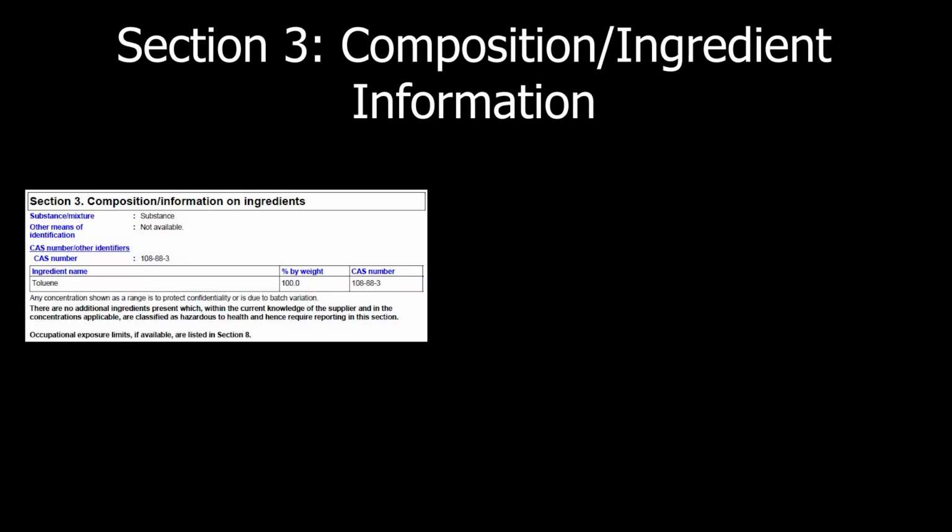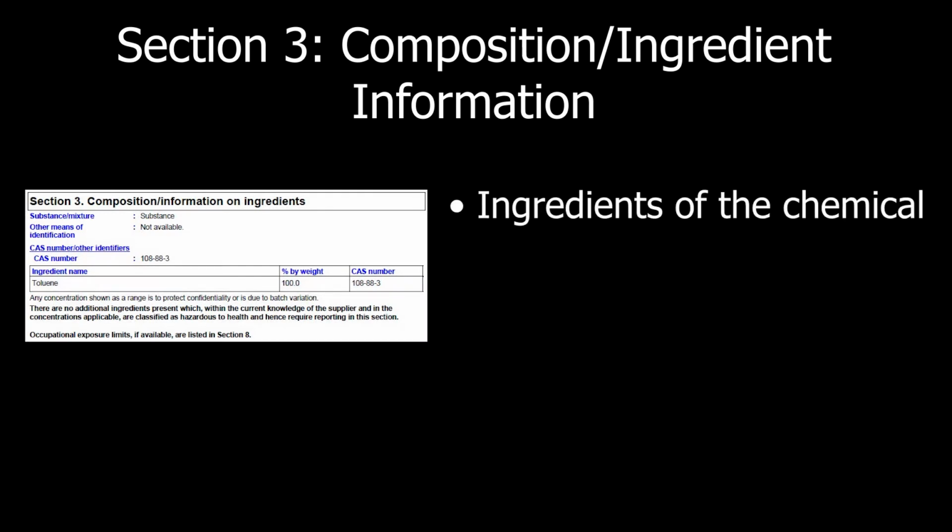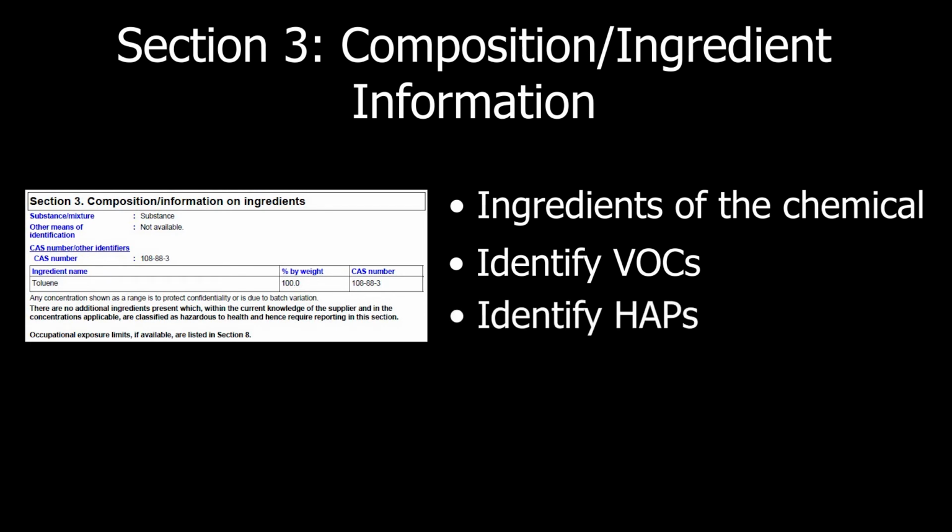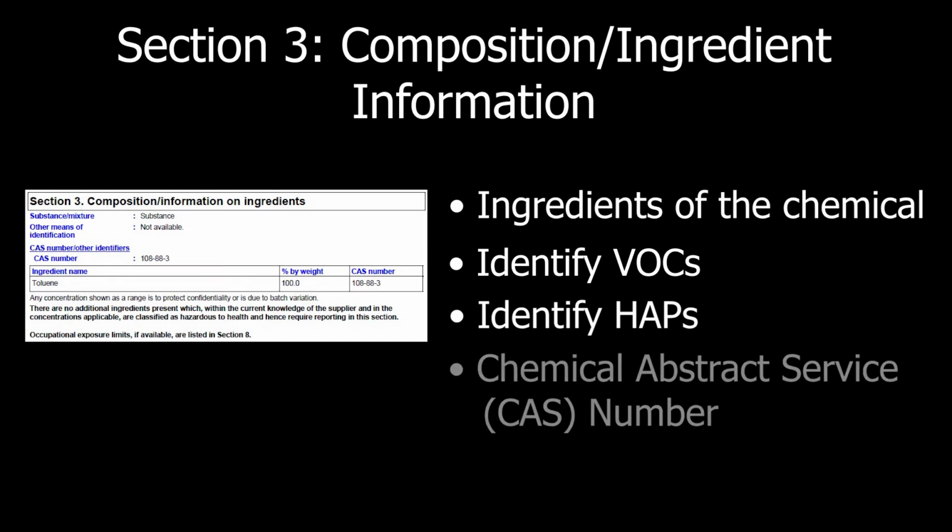Section 3, Composition and Ingredient Information, contains important details identifying the ingredients contained in the product, including impurities and stabilizing additives. Section 3 will be useful when identifying possible volatile organic compounds, or VOCs, and hazardous air pollutants, known as HAPs, in the product. The section also lists the composition of the product and the Chemical Abstract Service number. Using the CAS number, you can consult if any ingredient is considered a VOC or a HAP. Note that the ingredient name might vary under the same CAS number, so it is important to use the CAS number as reference.